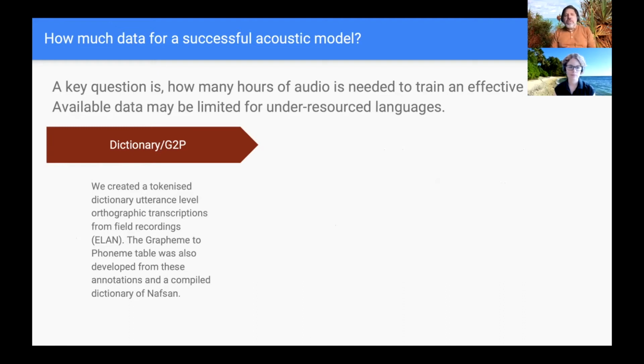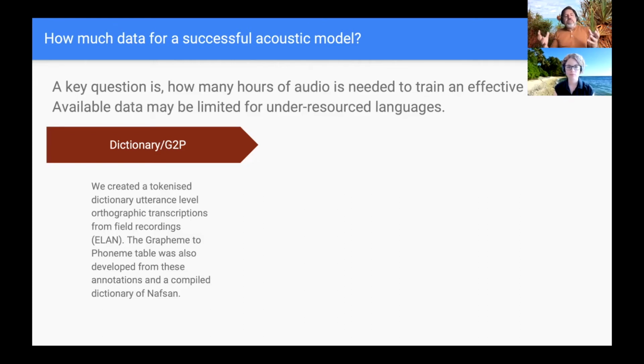Another key question is how much data is needed for training a successful acoustic model. How many hours of audio are needed, and what other data may be important to input. That was probably one of the most important outcomes initially, to just know how much data to put in. And so we started with this 2-hour set, and we built up from just a single speaker to the 11 speakers that we have currently.